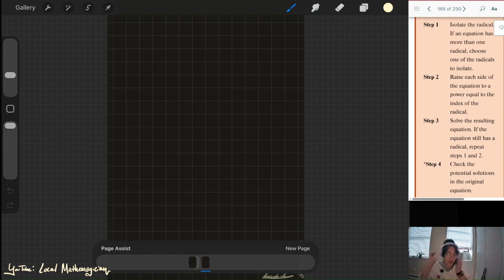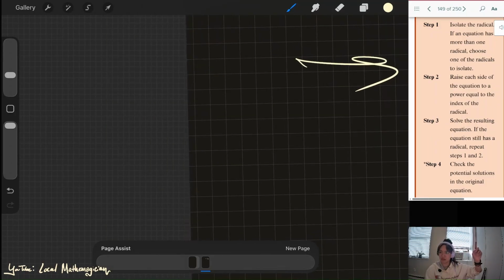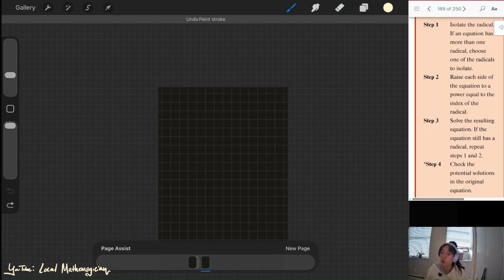Okay, so the last section of this unit is solving radical equations. All right. So the steps are right there. Okay, so we just gotta follow them.